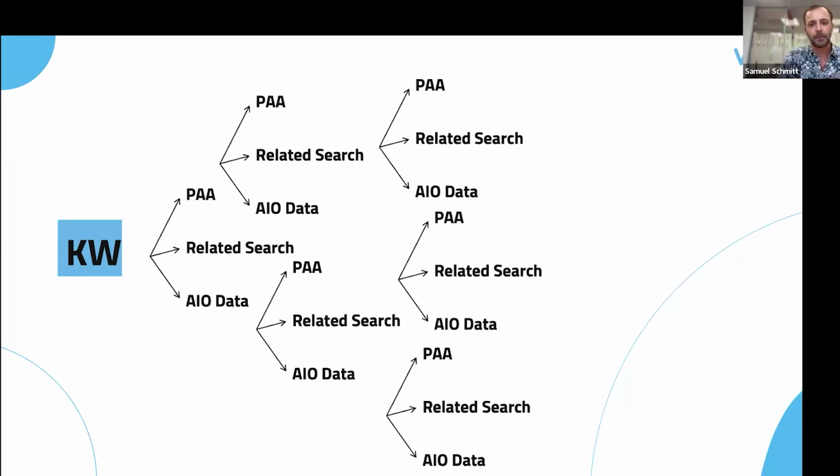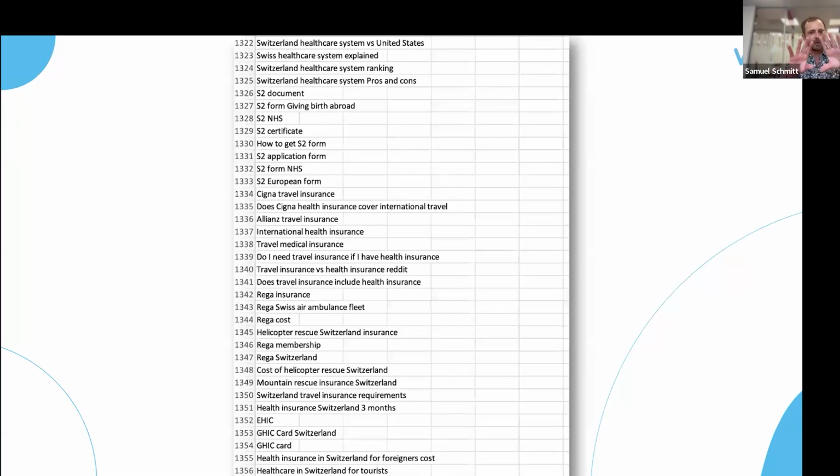And we end up with a long list like this. It can be longer, but you see from these simple 40 seed keywords, I end up with 2,000, 3,000 keywords that could be potential articles. But then you can say, yes, Samuel, good. We don't want to create 3,000 articles. Sure, it's not my point here.